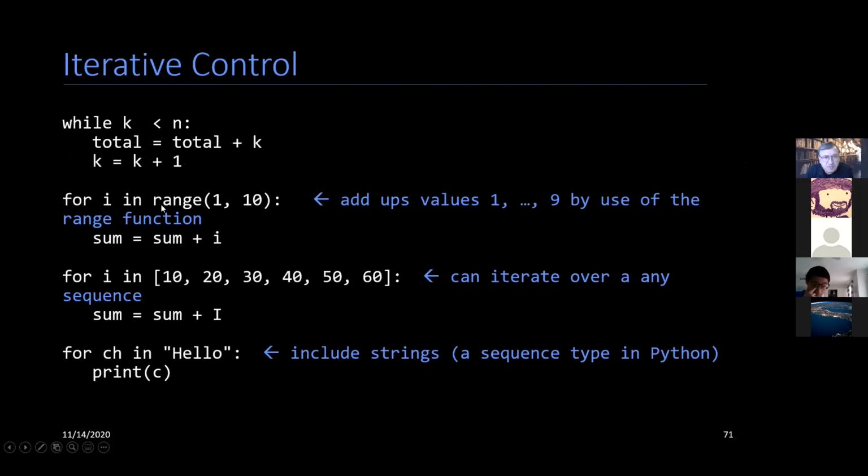Iterative control with loops is what we would expect while to have. I can iterate until a condition is false while something is true. I can iterate through a range. I can iterate through numbers from a sequence or list, and I can iterate over the characters, we know, in a string.